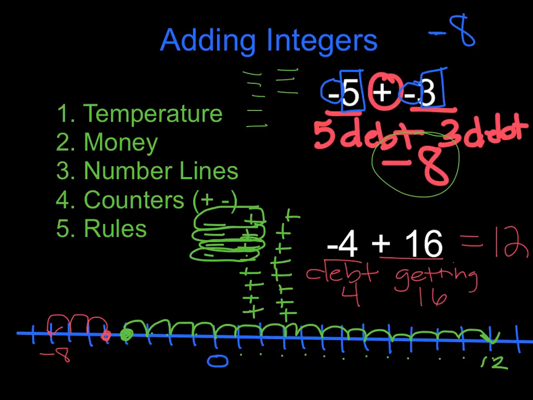On the second one, the rule says you are adding a negative number and a positive number. When you add numbers with different signs, you subtract these. So 16 minus 4 is 12, and you keep the sign of the larger number, or the number that has the largest absolute value. 16 is positive, so your answer has to be positive.